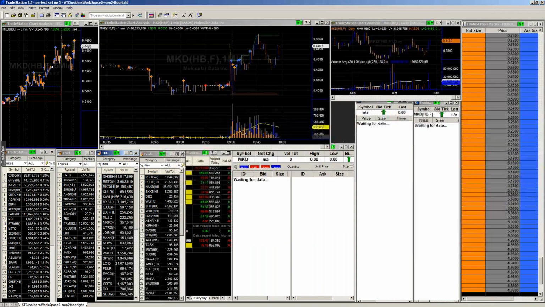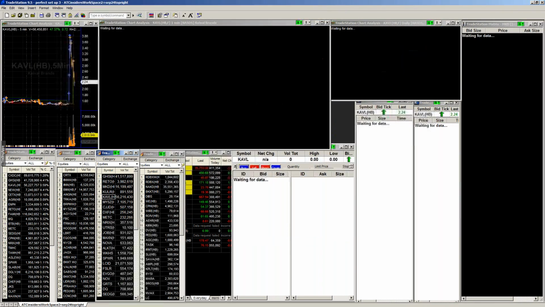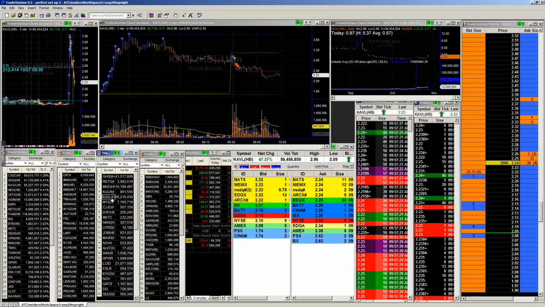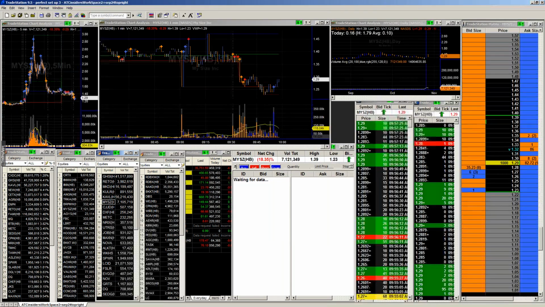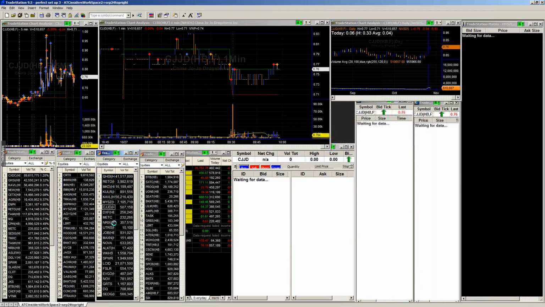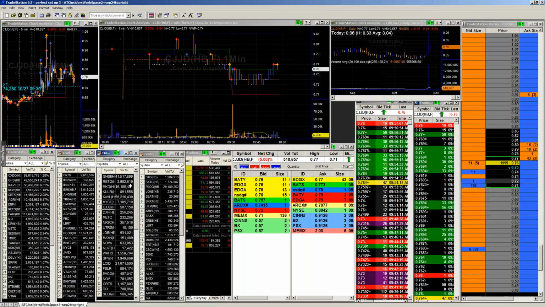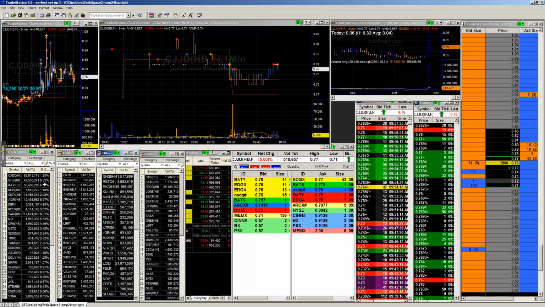RETO, MNKD, no. Whenever I see mostly really cheap stocks on the rapid risers and rapid gainers, that typically means that there's not a ton that's really moving out there.